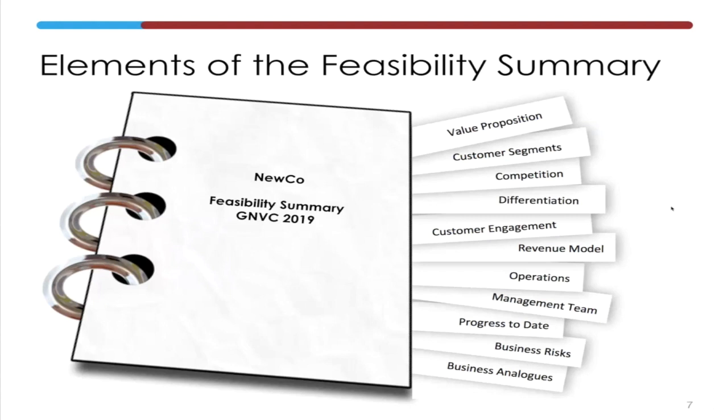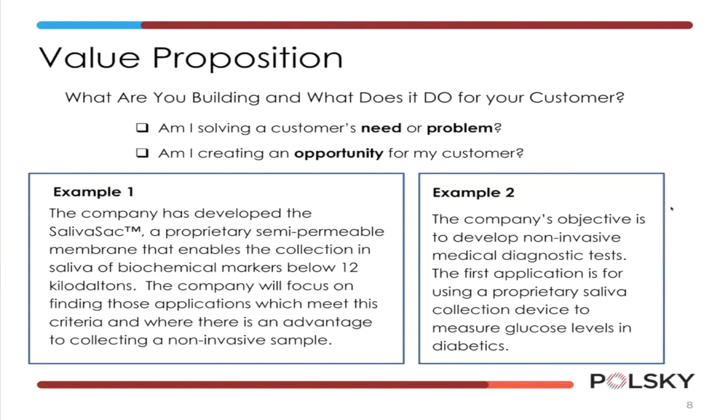Okay, so we'll start with the value proposition. This is probably one of the two most critical parts of your feasibility summary. We need to know what exactly it is that you are creating and what the benefits are for your customers. So why does your customer want this solution? Does your customer have a particular need or a problem that you're solving, or are you creating an opportunity for your customer? So not every business goes directly at a customer need. Sometimes it's a customer want, a customer desire.